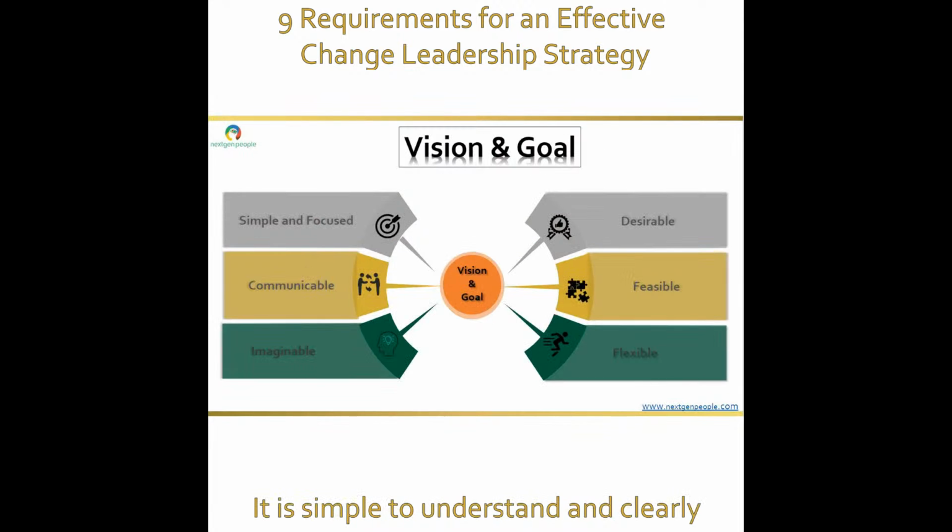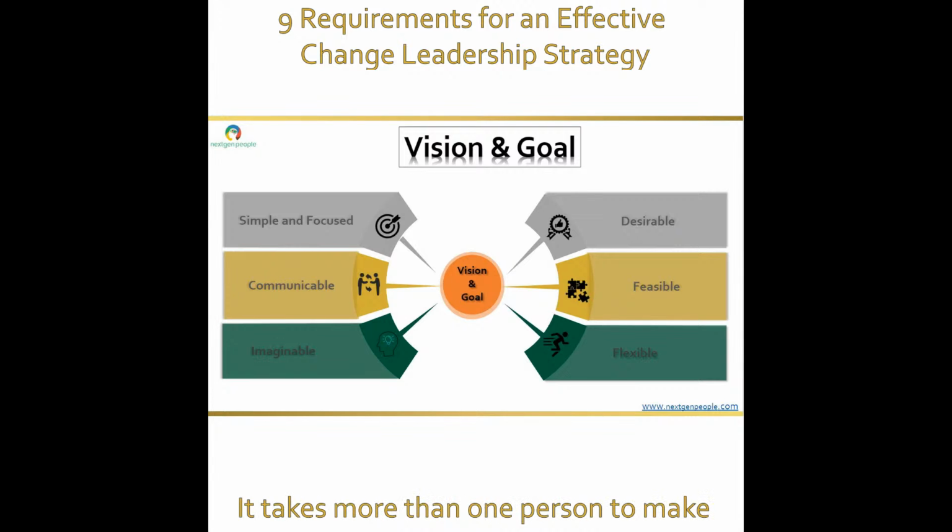So making sure your vision is clear and it makes sense includes ensuring that it's simple to understand and it's clearly focused on a specific direction or thing. It is communicable. So that means it's clearly able to be communicated to others in a way that they easily understand. It is imaginable. It's a believable idea is what that means. If you cannot get others to believe in that idea, then how are you going to get them to participate in it, to support and contribute to it?